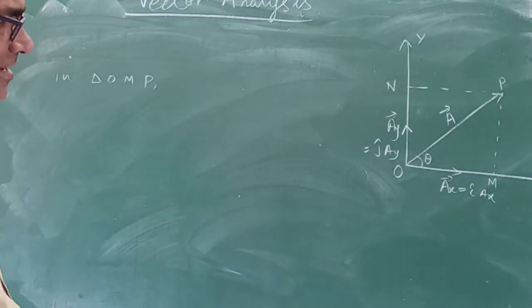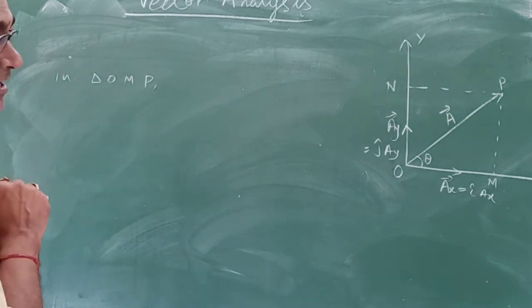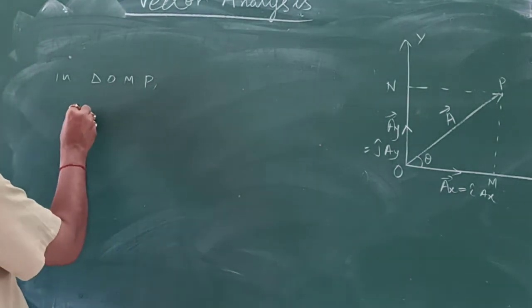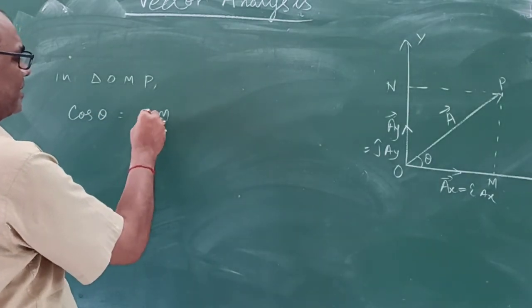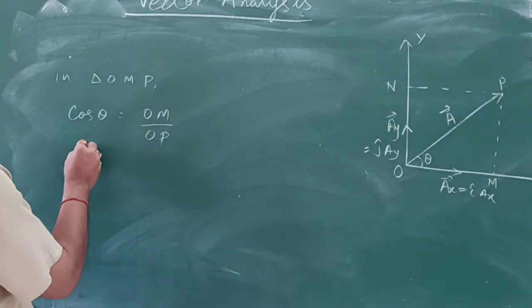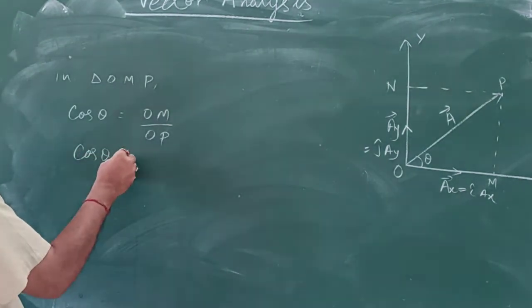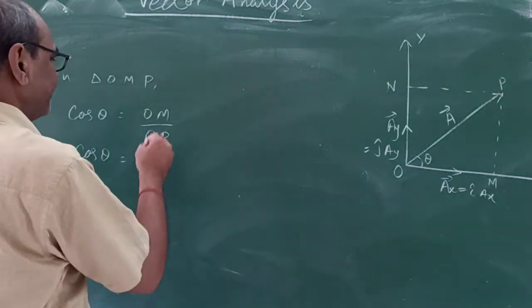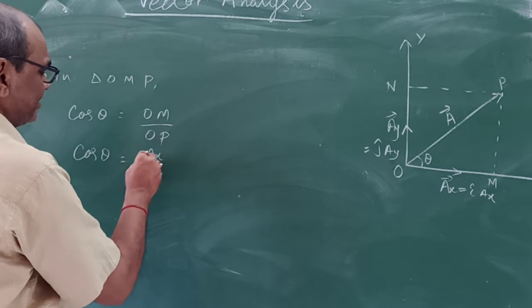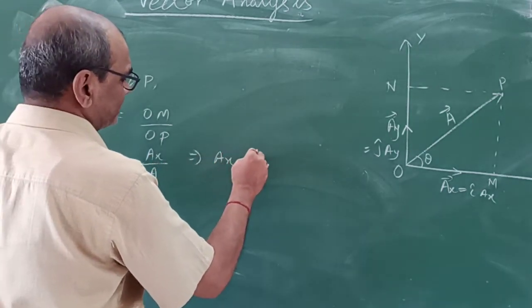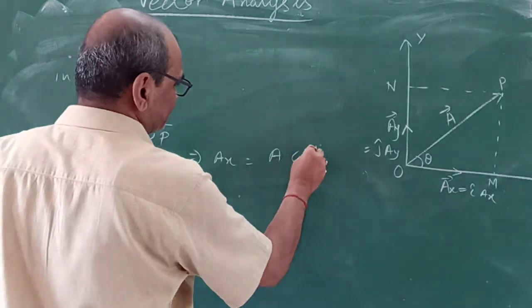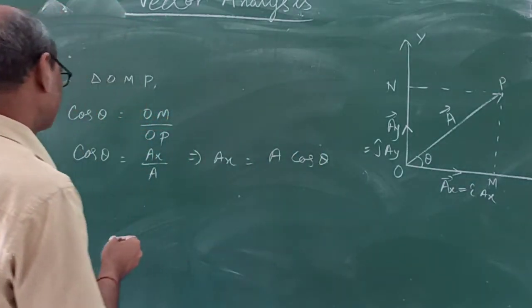Cos theta is equal to base by hypotenuse. Therefore, cos theta is equal to base OM by OP. Therefore, cos theta is equal to AX by A in magnitude. Therefore, AX is equal to A cos theta.